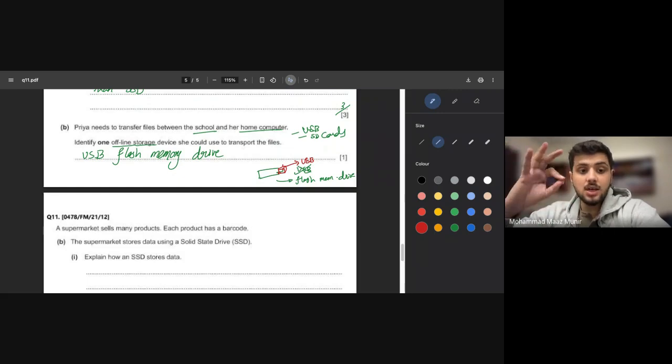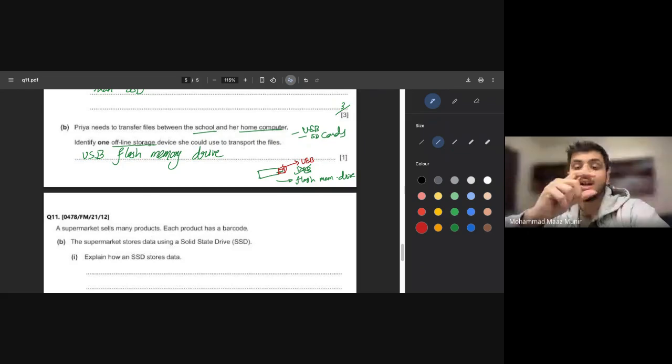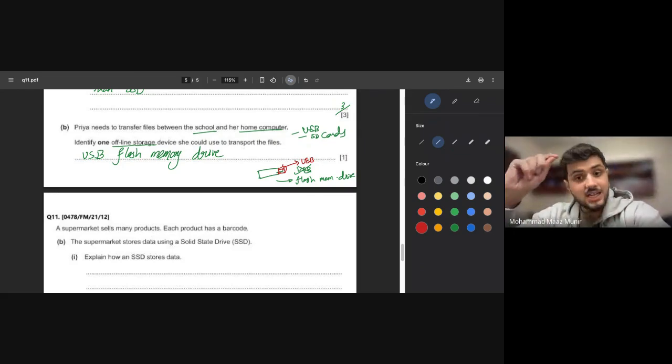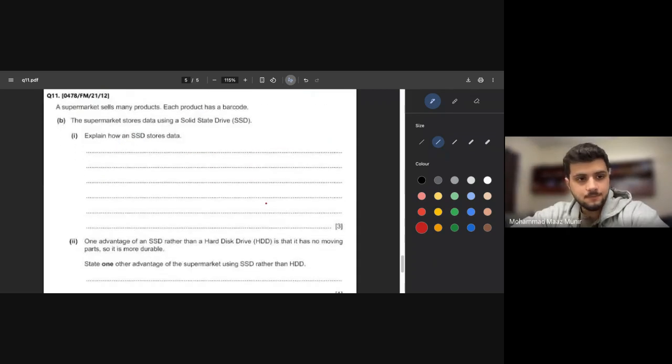So for that reason, we always state USB flash memory drive. It's recommended that you don't list the USB flash memory drive as USB only. You should write the full name, USB flash memory drive. At least for CS, it's mandatory. Otherwise, there is a big chance that you lose marks.